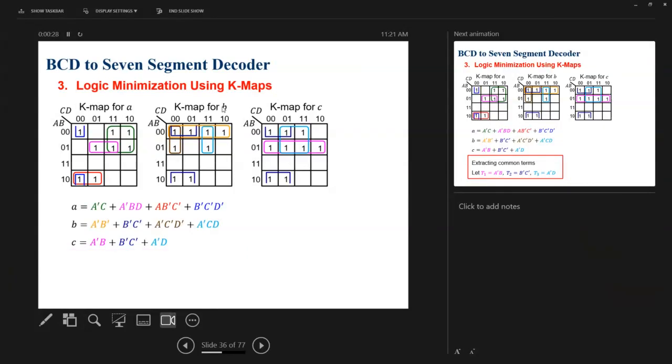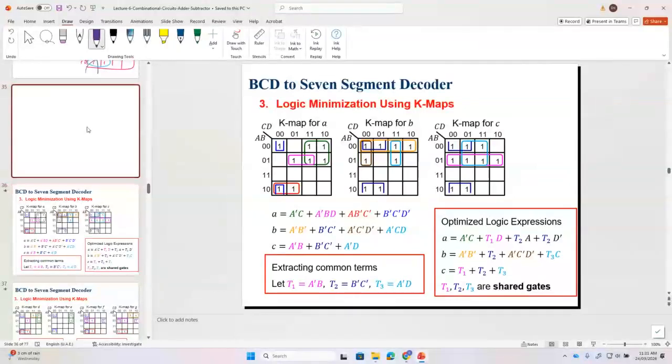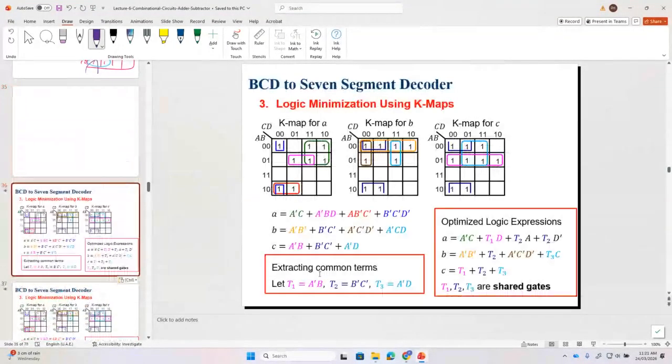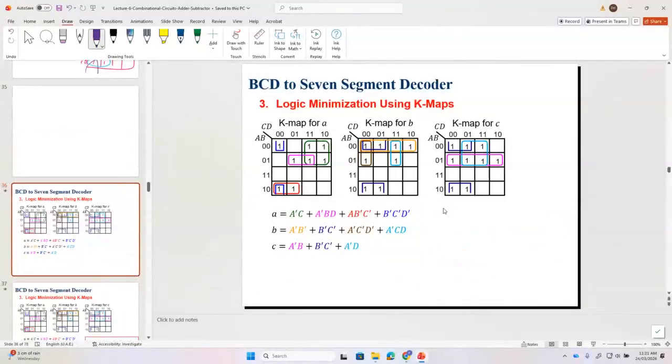Now can you see here? What are the common terms here? Now what I'm going to do is copy this, and then paste this here. If you look at this expression, what are the common terms here? Yes. Can you tell me what are the common terms here? B bar, C bar. So the common terms.